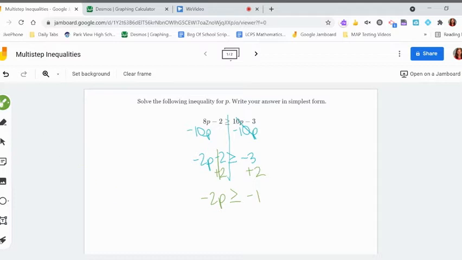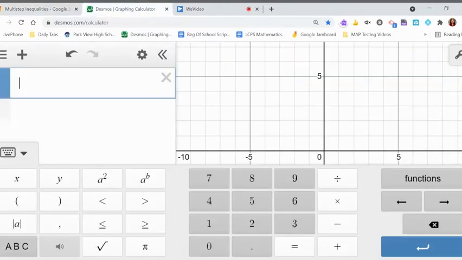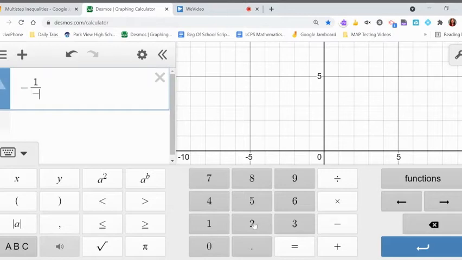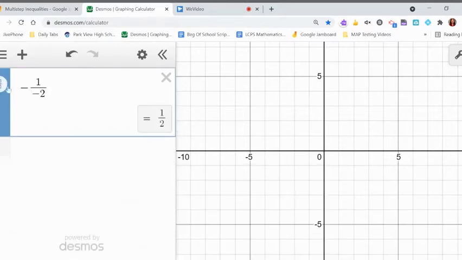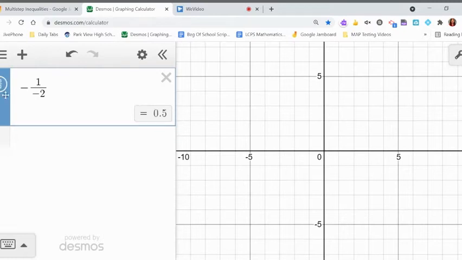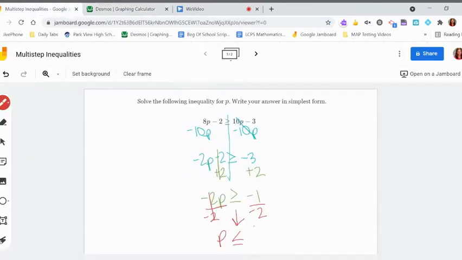My next step is division. Divide both sides by negative 2. When you divide by a negative, remember, we're going to take this sign and switch it. It becomes less than or equal to negative 1 divided by negative 2, which is 0.5. We like to do the fraction 1/2. You can do a decimal or a fraction, but I generally prefer the fraction. So P is less than or equal to 1/2. Any number that's less than or equal to 1/2 is a solution to this inequality.